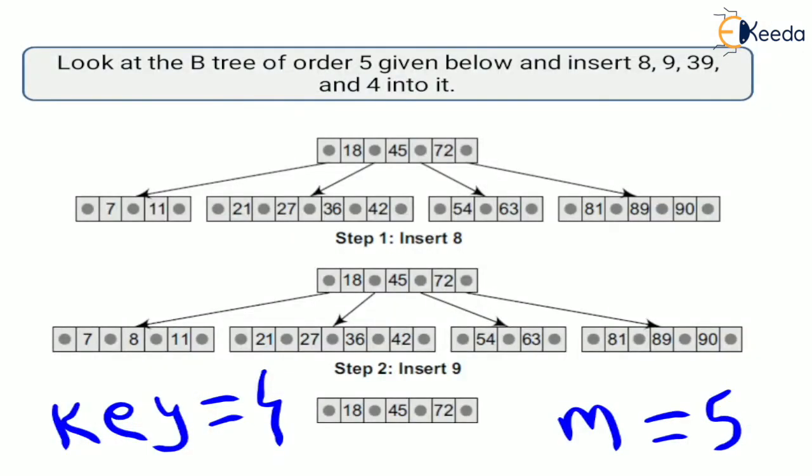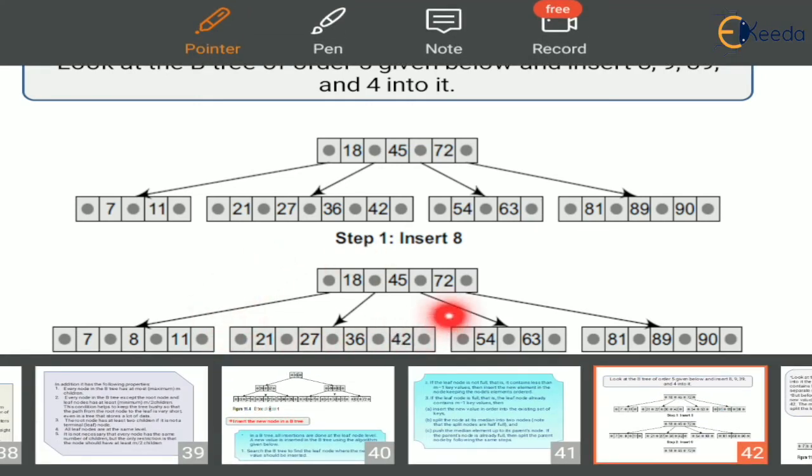Now in the previous slide, we successfully inserted 8 and 9 into the B tree. Now it is the chance to insert 39. Inserting 39 inside a leaf node of a B tree is a complicated case, because we have to split the given node so that we can adjust 39 inside the B tree. The proper place to insert 39 is in between 21, 27, 36 and 42.